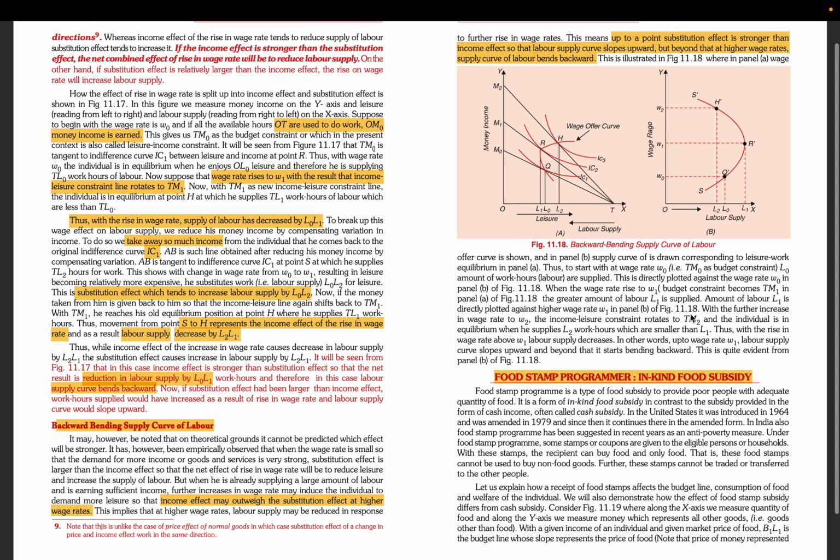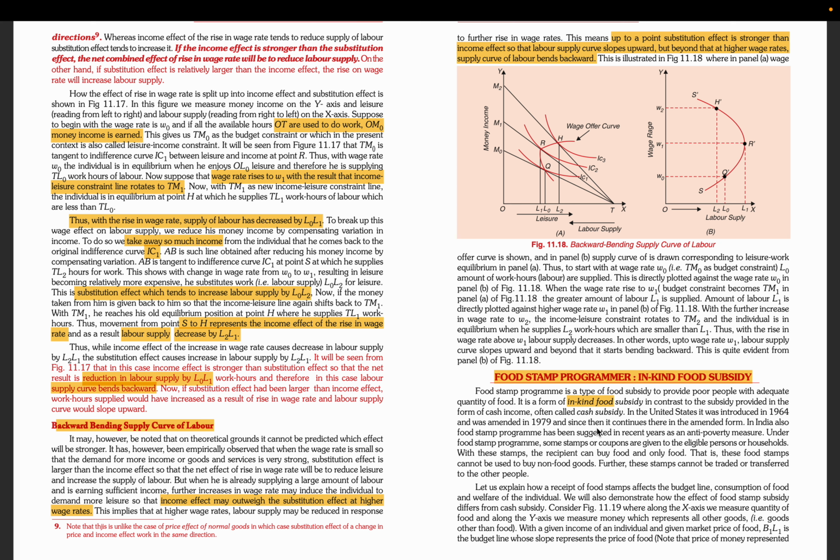Okay, let's come on to the food stamp program or in-kind food subsidy. Food stamp program is a type of food subsidy to provide poor people with adequate quantity of food. It is a form of in-kind food subsidy that contrasts to the subsidy provided in form of cash. Okay, so this is an in-kind food subsidy, not cash income that is given to you. In the United States, this was introduced in 1964 and was amended in 1979, and since then it continues there in an amended form. In India, also, food stamp program has been suggested in recent years as an anti-poverty measure.